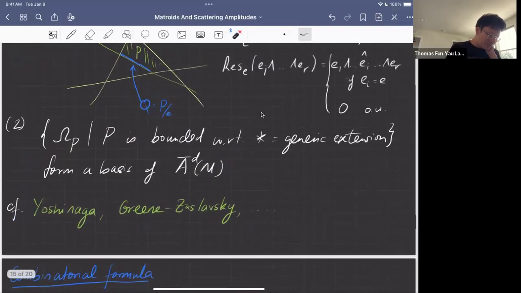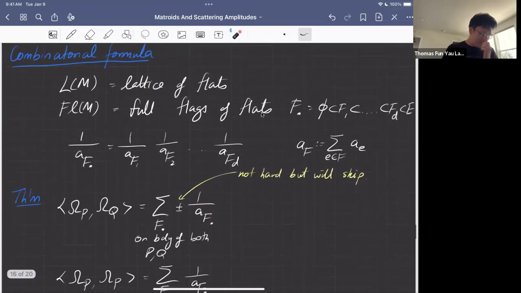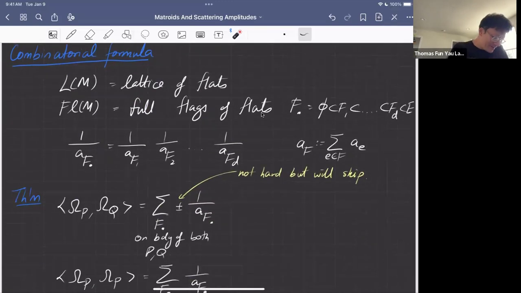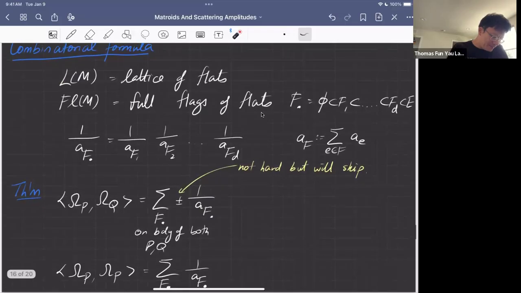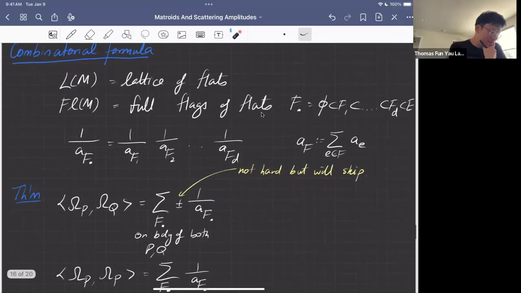Okay, so I'm rapidly running out of time. I want to tell you what the combinatorial formula for the bilinear form evaluated on the canonical form of a tope is. It's formulated in terms of the lattice of flats. So L of M is the lattice of flats of the matroid. Flags of M, I'm taking full, so saturated flags of flats.